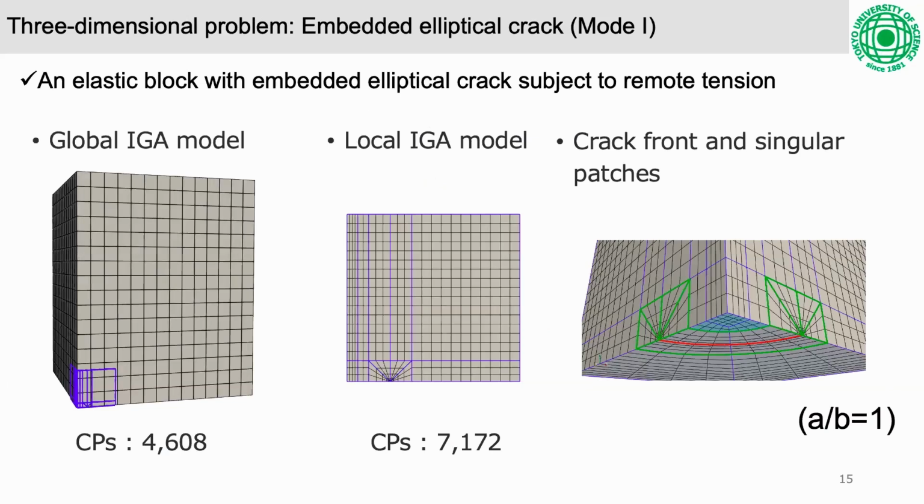This is one typical IGA model. This is the global IGA model. At this position, the local IGA model is plugged in. And these lines show the inter-element, inter-patch boundary as such. And the thin lines represent boundaries of the IGA element.